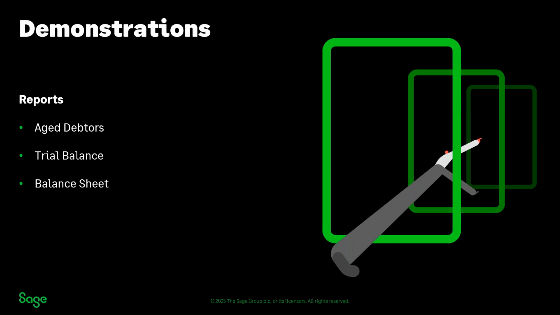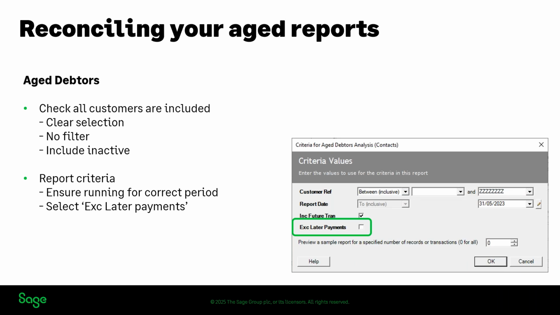Now, some of you may have attended aged debtors webinars before, where we talk about ageing periods and running your aged reports. You may even have attended this session before when we've run it in the past. It's quite some time ago now. But with the aged debtors report, before you run it as part of things like your year end, check all your customers are included. Make sure you've got nothing highlighted, make sure you haven't got a filter applied, but also make sure you include inactive records. You may have flagged them as inactive now because they've got a zero balance, but maybe they didn't at the time.